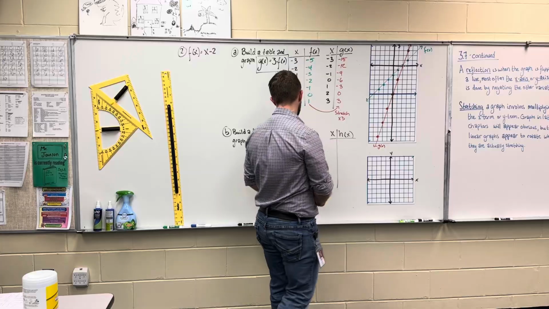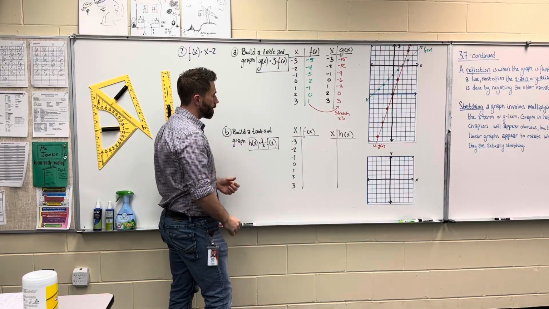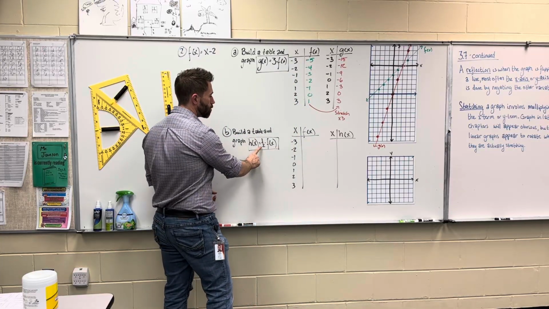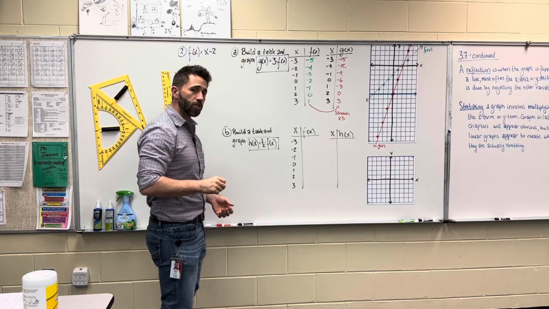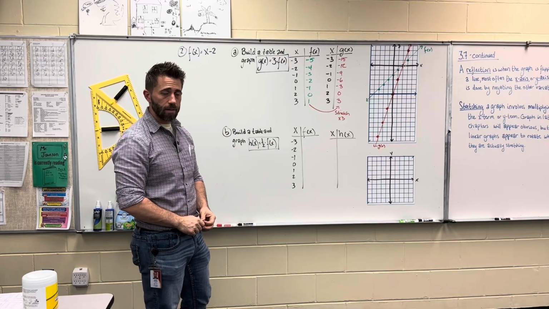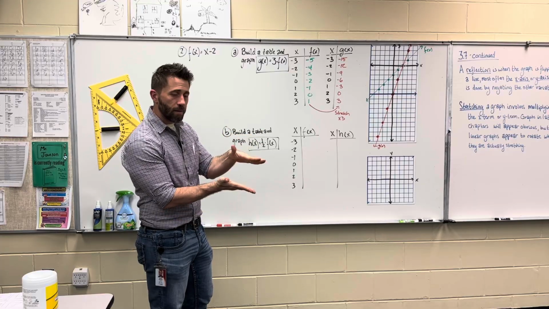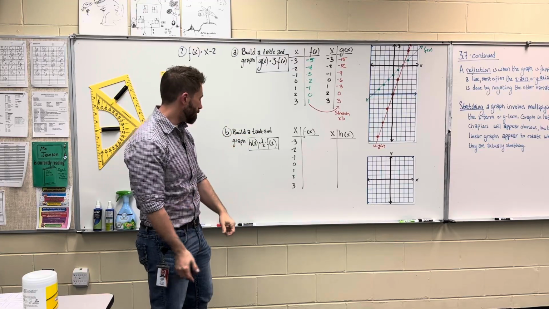G of x. The next one, I'm going to build a table for f of x, and I'm going to compress it, which means I'm going to shrink it by a factor of 1/2. So the graph is going to become half as tall and half as deep.